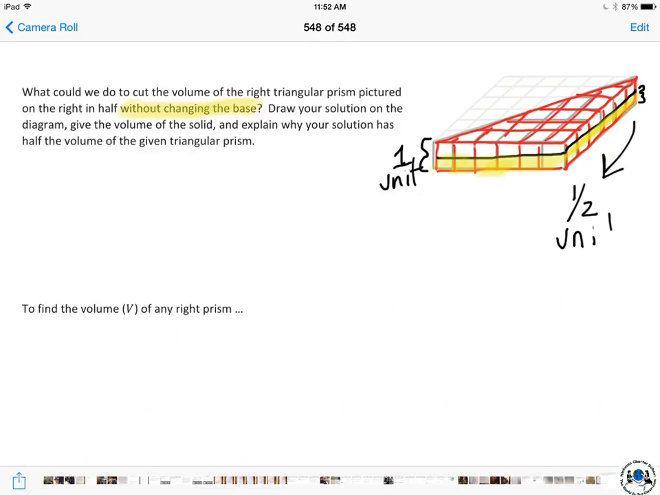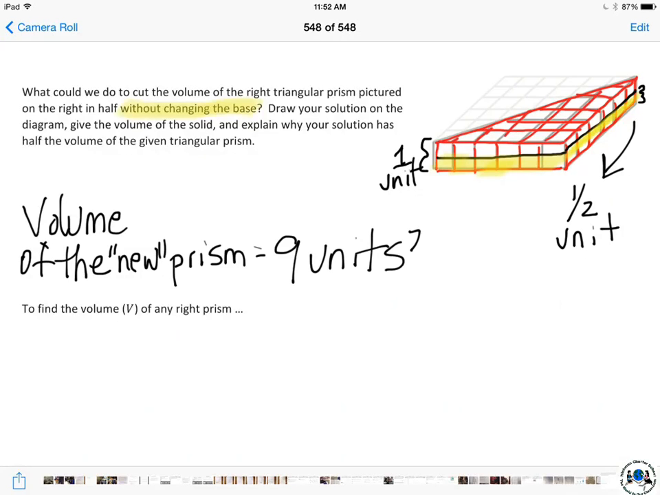Originally we had 1 unit of height, but now we have a half a unit of height. So the volume of the new prism equals 9. Oh, should be units cubed. Excuse me.